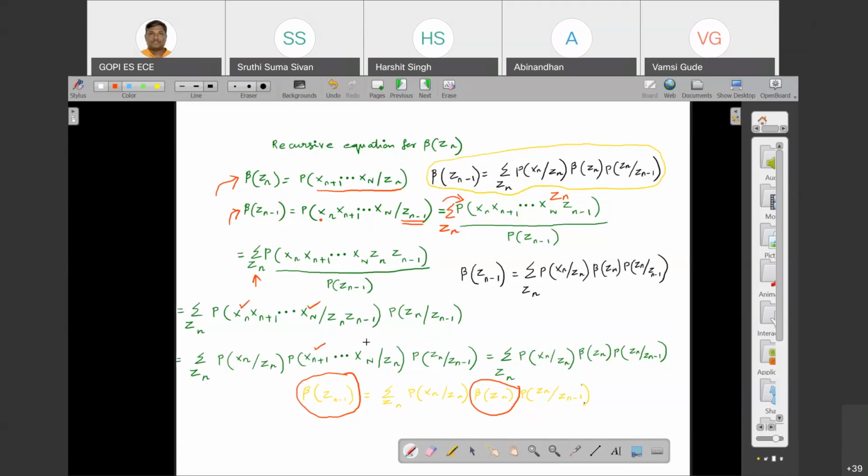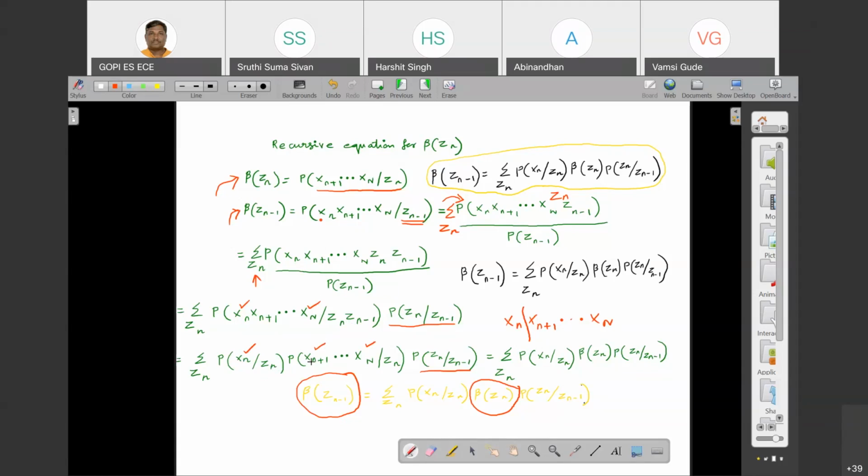And then xn plus 1 all the way up to xn, right? So the split up is like this. It starts with xn plus 1, it goes like this up to xn. We are going to have a split up like this. Xn is one term and the remaining things is another term. And this probability is coming as it is. As usual, xn doesn't depend on zn minus 1, so we are putting this probability of xn given zn.